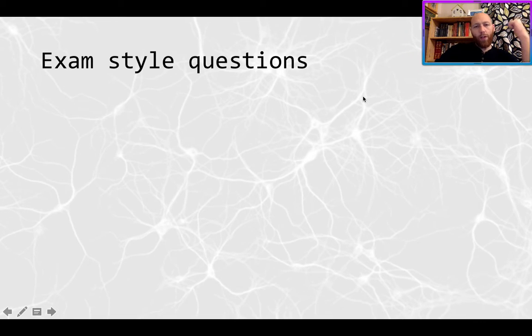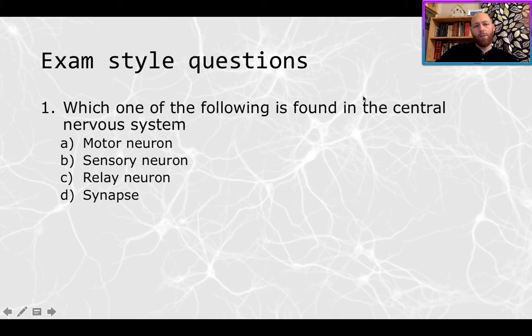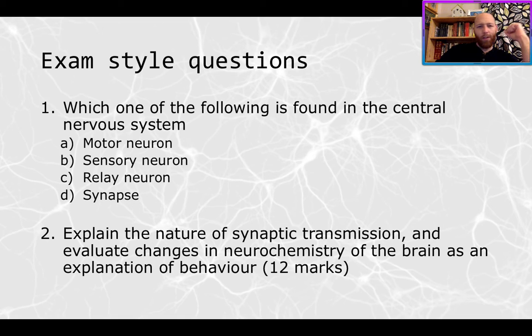We've covered neurons, we've covered synaptic transmission, and we've looked at different types of neurons present in the body. We will come across all of this in the next lecture again, but here are some exam questions to get you in the mood. We have a really easy question that you could get right at the beginning of the exam paper to build your confidence. Which one of the following is found in the central nervous system: the motor neuron, the sensory neuron, the relay neuron, or the synapse? And explain the nature of synaptic transmission and evaluate changes in neurochemistry of the brain as an explanation of behavior.